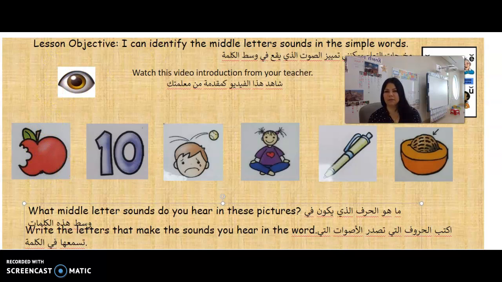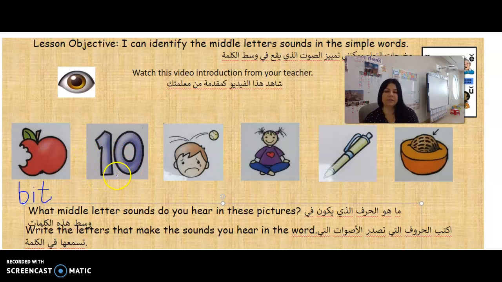We can see that someone did bite the apple. Bite, beat, beat. When you say beat, what sound do you hear in the middle? So the first one, let's do together so you will know what is expected. So I want you to write the whole word under each picture. So here is beat, b, e, t, b, e, e, t, beat.